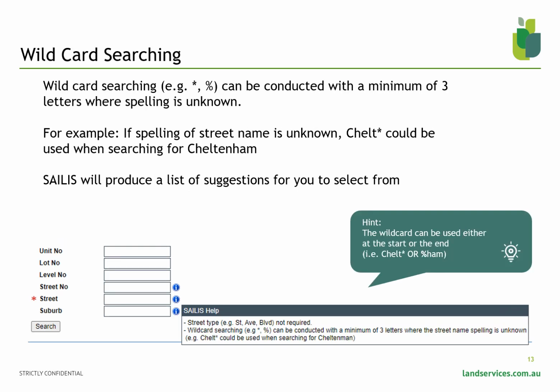There is a handy feature in SAILIS called wildcard searching. This allows you to open up your search parameters if you are unsure of the correct spelling or name. In this example, you will see that we've used it to demonstrate a street name search. The wildcard symbol can be used at either end of the word in place of the unknown section.